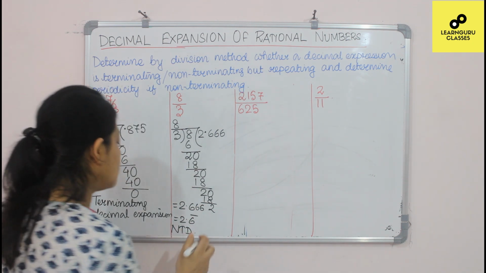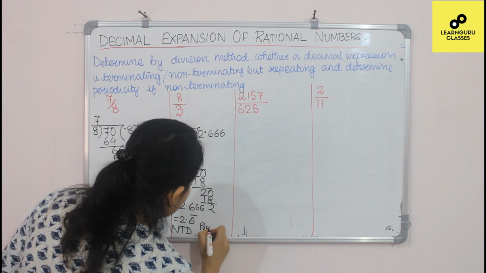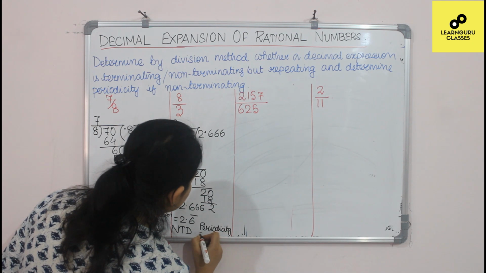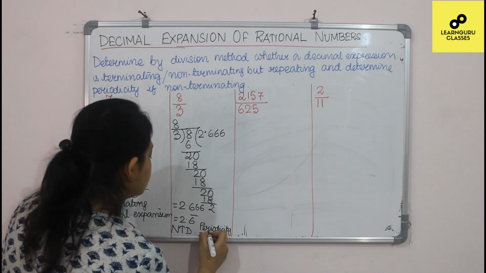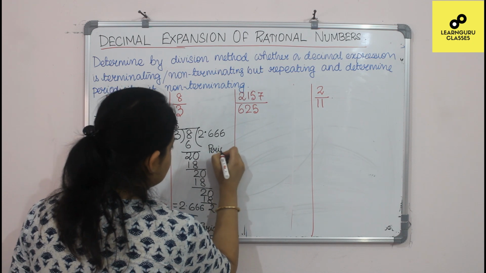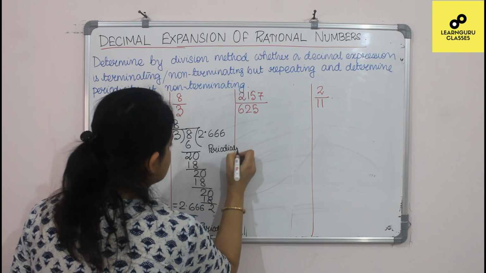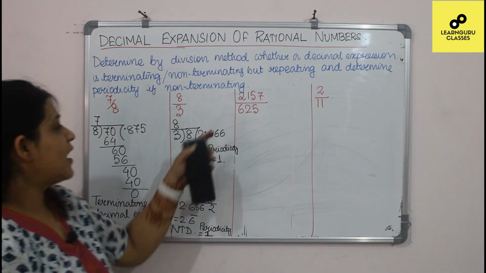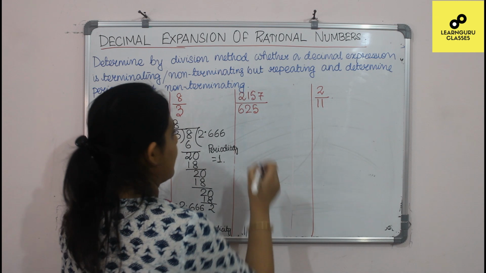So here the periodicity is 1. Since only one digit is under the bar, we say that the periodicity is 1. If you don't see it here, I am writing here: periodicity is equal to 1. Okay, so let's move on to the next sum.